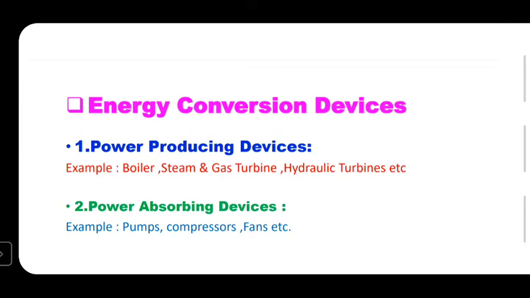Now power absorbing devices, for example pumps, compressors, fans, blowers, air conditioners, ACs. These are power absorbing devices. These devices require input power, and the device absorbs some input power and the output may change. Now what will be the output? The output will be specific to that device. The pump output may be different, the compressor output may be different; blowers, fans, refrigerators and ACs have specific outputs.